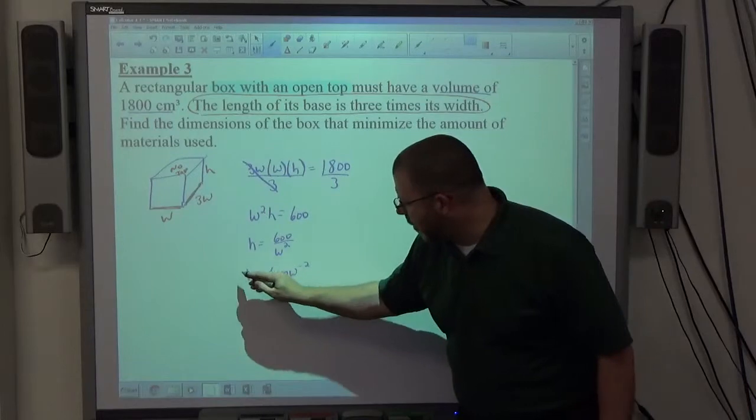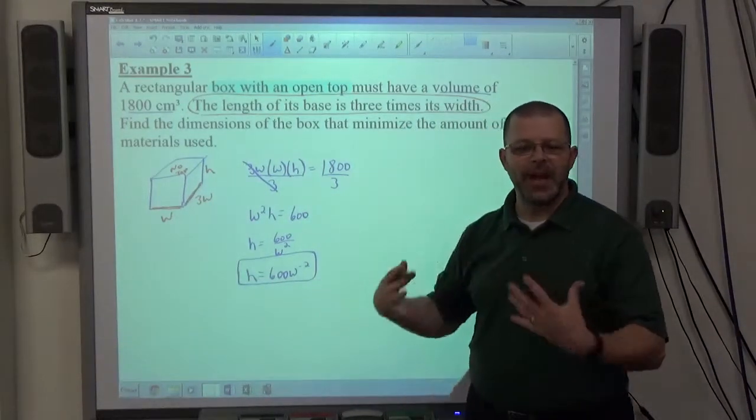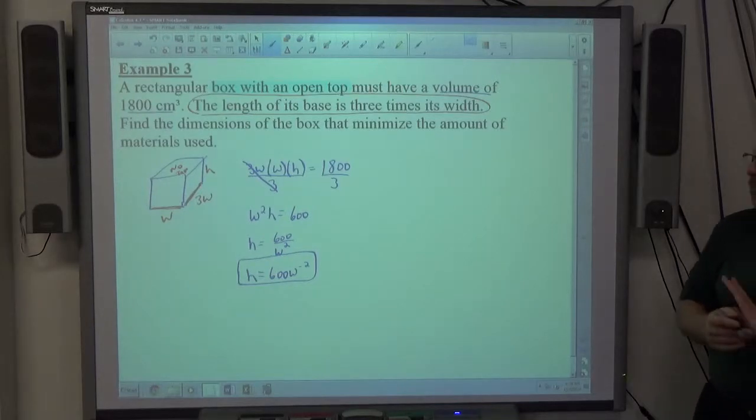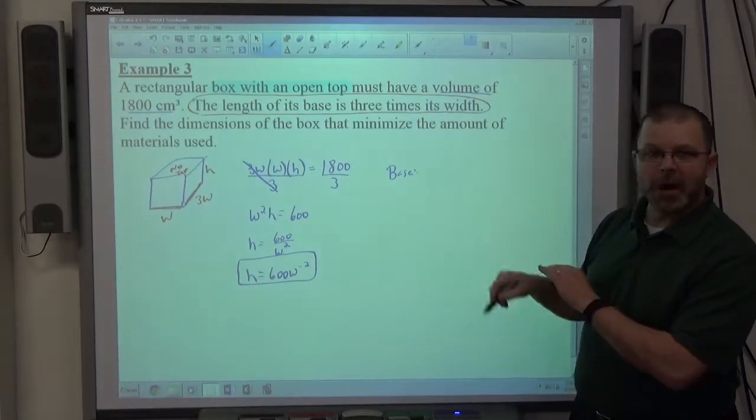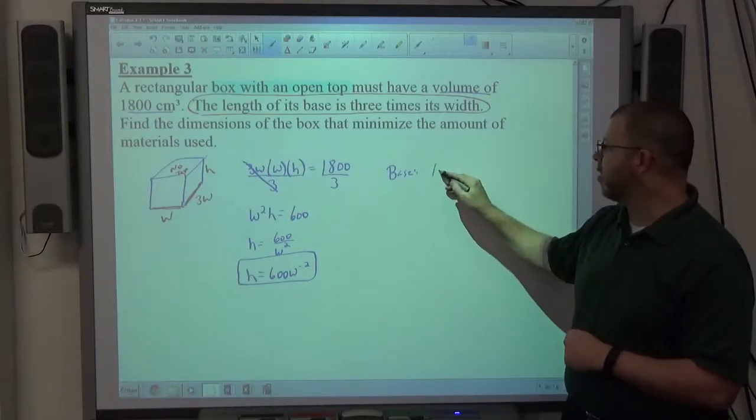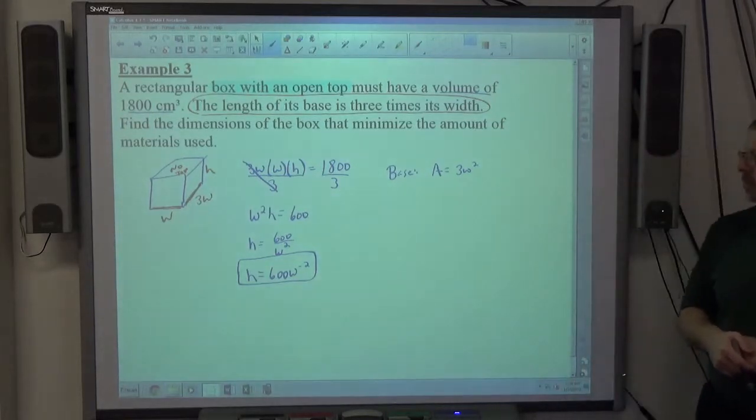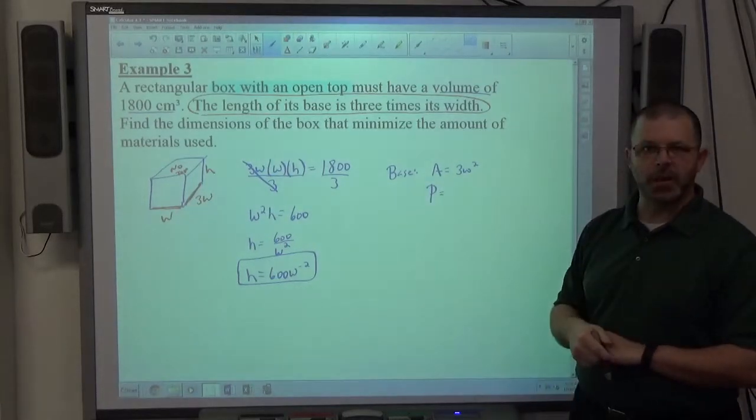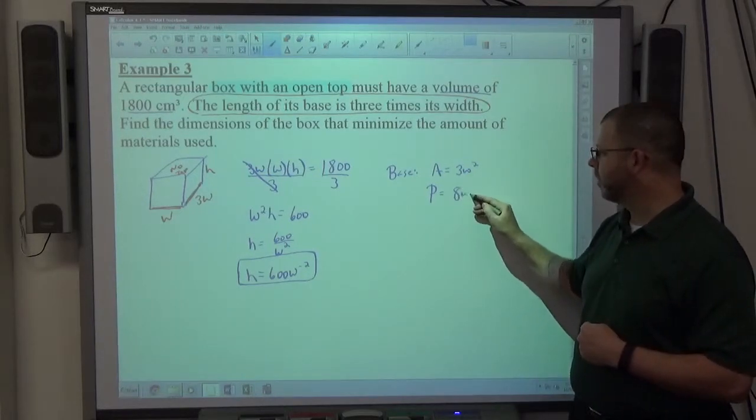So again, this is a relationship between the variables I'm using. I've got height and width. I've got height in terms of width. That's a key step to these problems. As far as optimization is concerned, the base of this box is a rectangle that's W by 3W, right? So the area of the base is 3W squared. The perimeter of the base is the sum of the 4 sides on the base, which would be 3W plus W plus 3W plus W, which is a total of 8W.